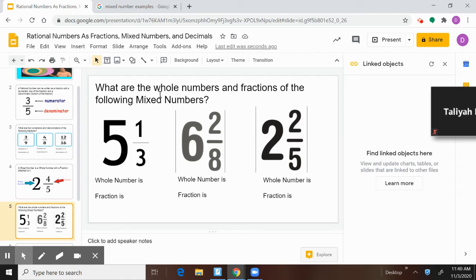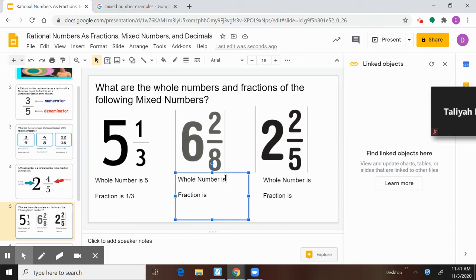In these examples, what are the whole numbers and fractions of the following mixed numbers? So we have 5 and 1/3, 6 and 2/8, 2 and 2/5. Just taking a look at the first one, the whole number, usually written bigger or larger, is 5. And the fraction is, look, I'm going to type it since it'll be easier, 1/3. I'll just type it that way instead of a number over a number. Sometimes you'll see fractions written with a slash as well. So the fraction part is 1/3. So 5 and 1/3.